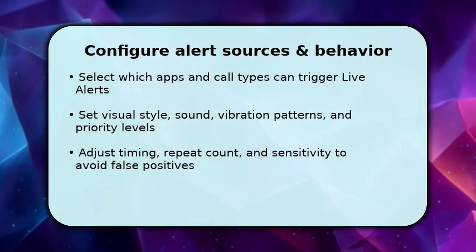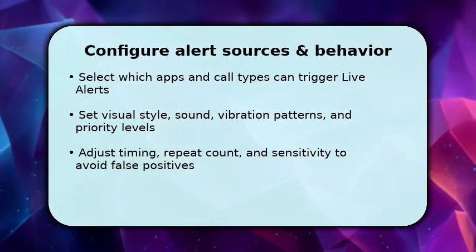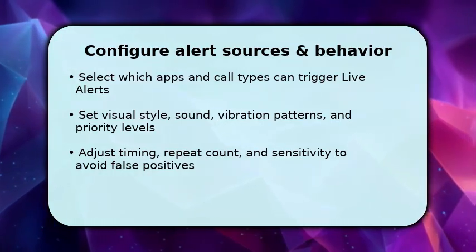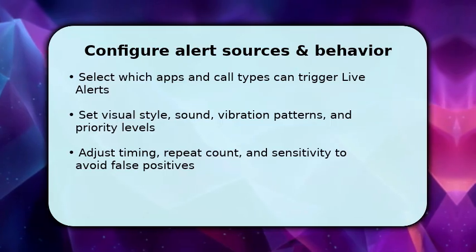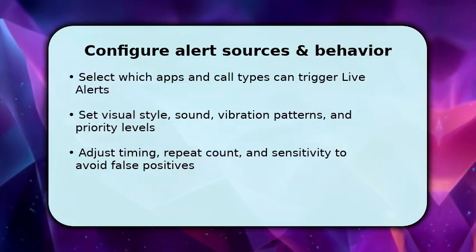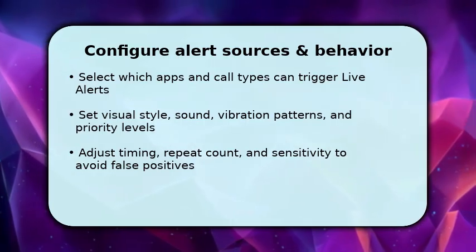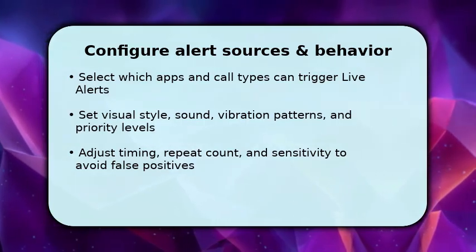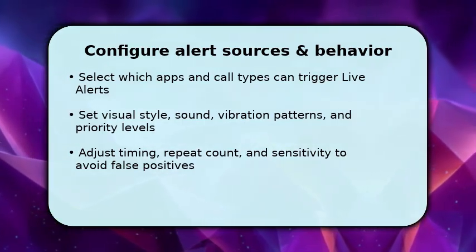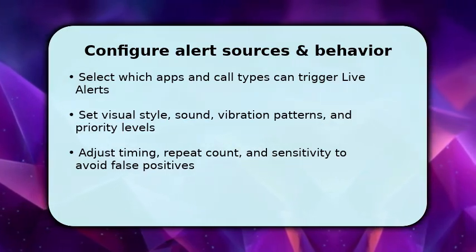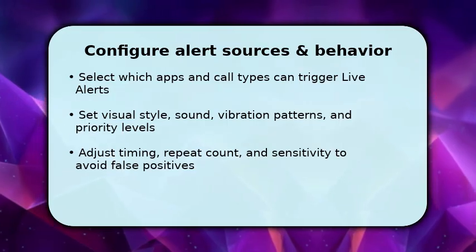Now you configure what actually triggers live alerts and how they behave. You pick apps, contacts, call types, and system events that may raise an alert. Choose conservatively to reduce noise. Next, customize the visual layout, sound, and vibration so the alert stands out without being disruptive. Also set priority and repeat parameters, because high sensitivity causes false positives while low sensitivity might miss something important.